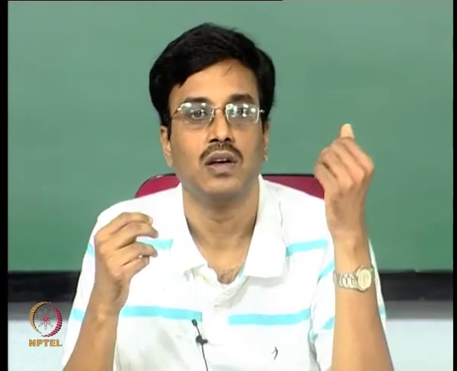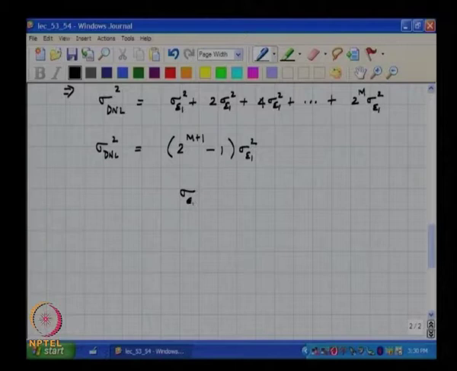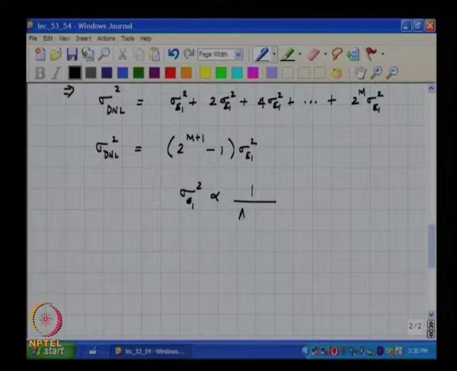Pardon? Increase the area, right. So, and finally, how did we conclude? If you want to decrease sigma by a factor of 2, you have to increase the area by 4. So, in other words, you must bear in mind that sigma E1 square is proportional to 1 by area.